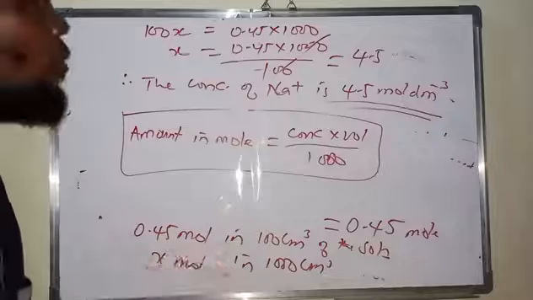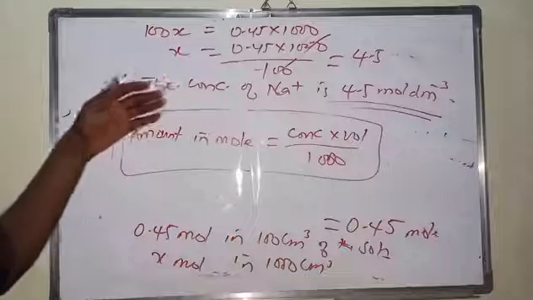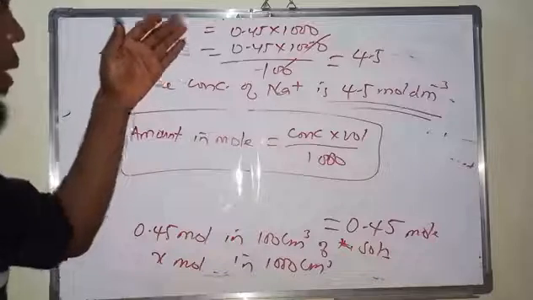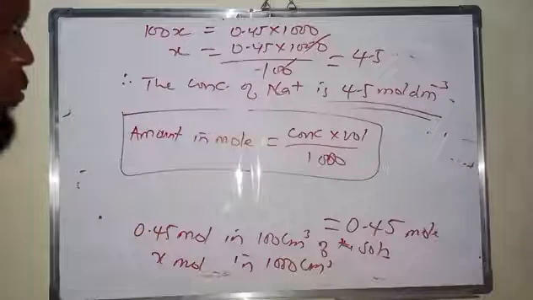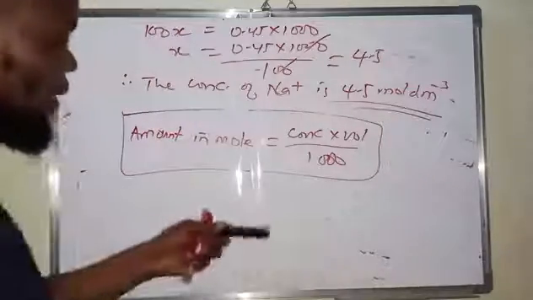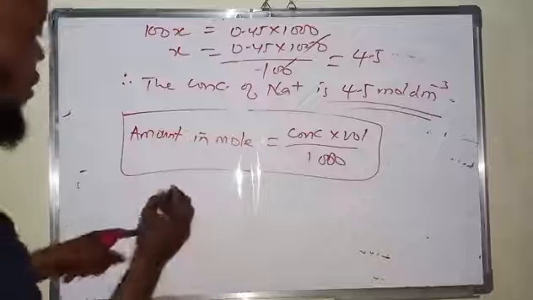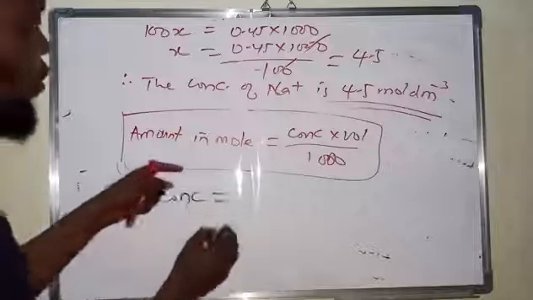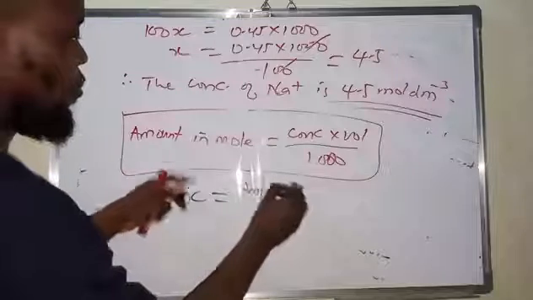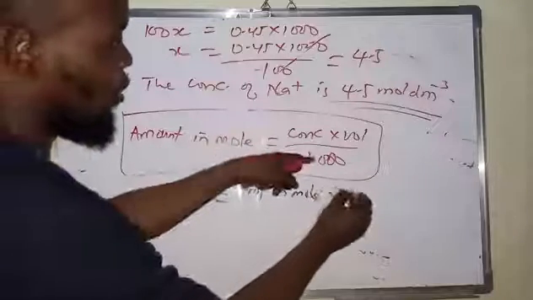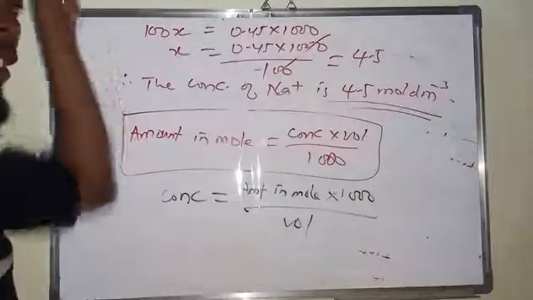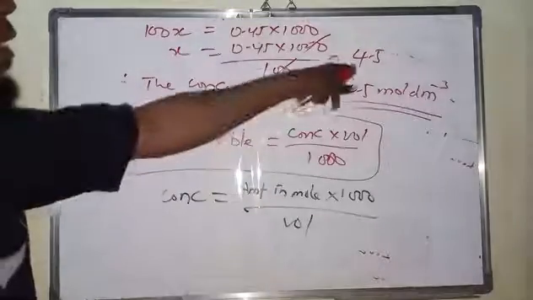So once you know that in mole, then multiply it by 1000 and divide by the given volume. Because what are we saying? From this same equation, we can see that if you're interested in the concentration, it will be equal to the amount in mole multiplied by 1000 divided by the volume. So the reverse is what gives us this very value.